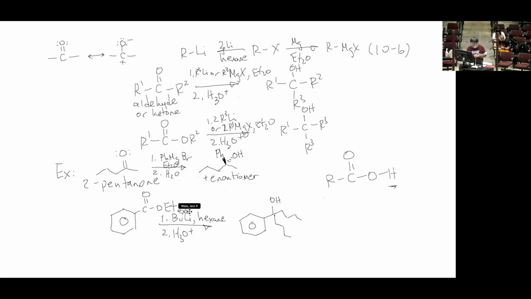Which gets us into one last topic that I'd like to get to today, which is this whole idea of incompatible functional groups, and then the idea of protecting groups. And I think that will be plenty for today, if we can get that far. Good. Any questions on the reaction of either esters or ketones or aldehydes?